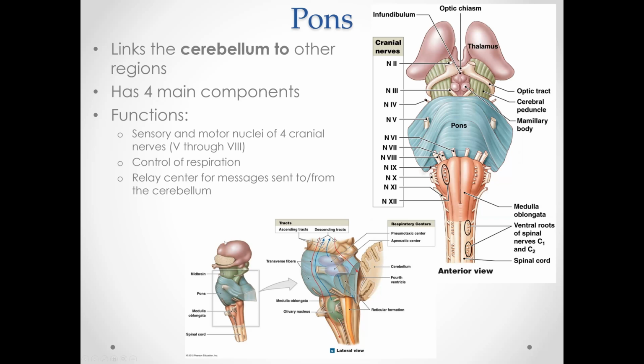As I just mentioned, it's a big relay for stuff going back and forth from the cerebellum. And it also has special fibers that allow communication between the left and right sides of the cerebellum. So we'll talk a little bit later about specific fibers that connect the left and right hemispheres of your cerebrum, but the cerebellum also has two hemispheres that need to talk to each other, and they do that through fibers that pass through the pons.